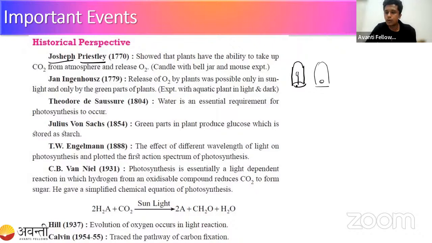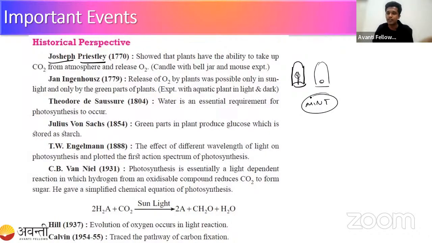The candle will not burn for a longer time, and the mouse will also suffocate faster and die sooner. So what he does is he puts a mint plant in these jars. When he puts a mint plant in the jar, what happens?